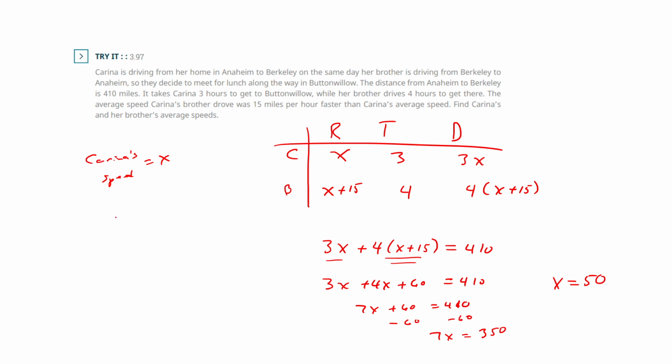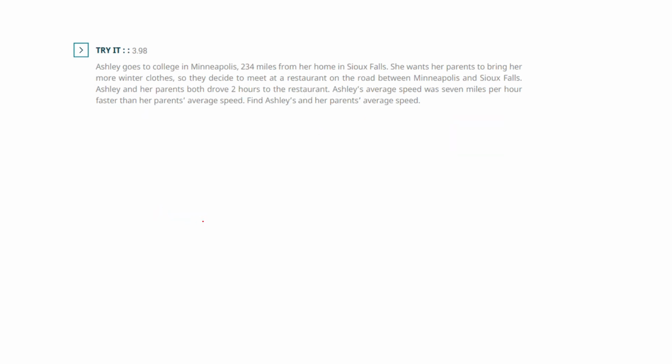Okay, so that was Karina's speed, and her brother was going 15 faster, so he's going 65. Okay, pause this if you want to try it. I'm sure we're going to have the same kind of thing here. We got Ashley and her parents, so hold on, I should do who's going slower.